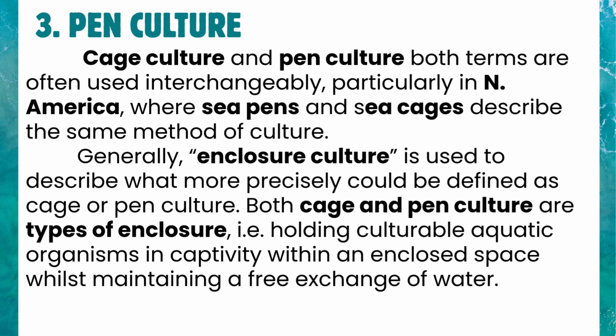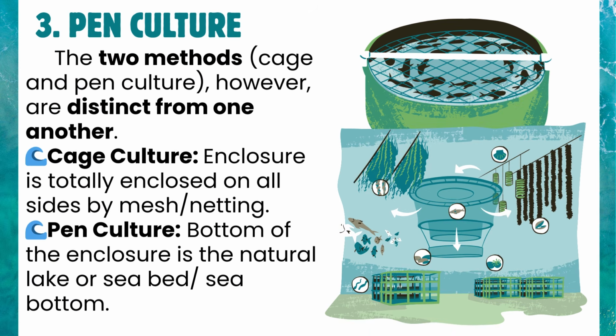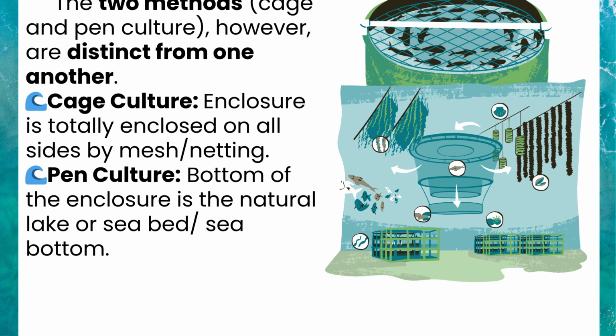Pen culture. Cage culture and pen culture, both terms are often used interchangeably, particularly in America, where sea pens and sea cages describe the same method of culture. Generally, enclosure culture is used to describe what more precisely could be defined as cage or pen culture. Both cage and pen culture are types of enclosure, i.e. holding culturable aquatic organisms in captivity within an enclosed space whilst maintaining a free exchange of water. The two methods, cage and pen culture, however, are distinct from one another. A cage is totally enclosed on all sides by mesh or netting, whereas in pen culture the bottom of the enclosure is formed by the lake or sea bottom.